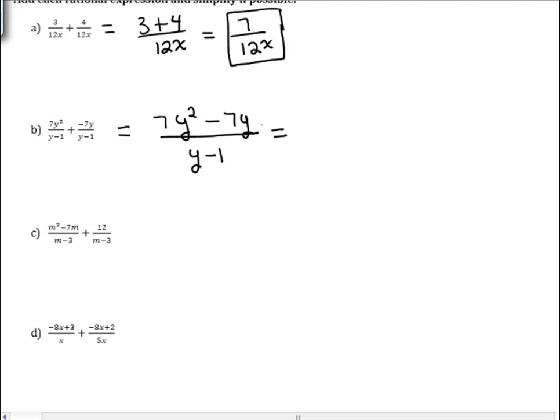We always want to make sure that our answer is in simplest form, and we can factor this numerator. We can factor out a 7y. When we factor out the 7y, what we'll have left in the parentheses is y minus 1, and this is divided by y minus 1, and we can cancel these y minus 1's, and the final answer then will be 7y.